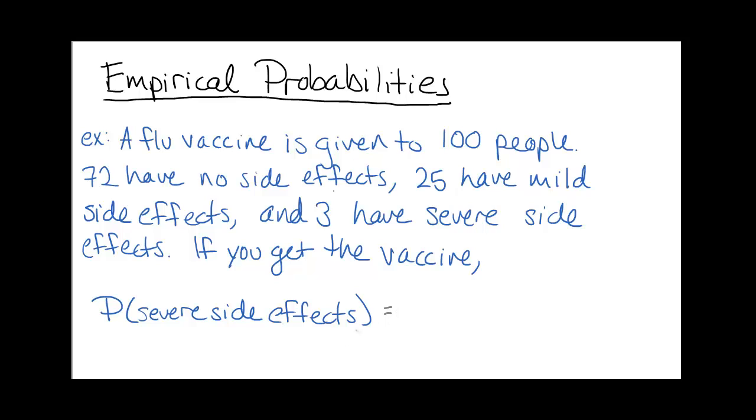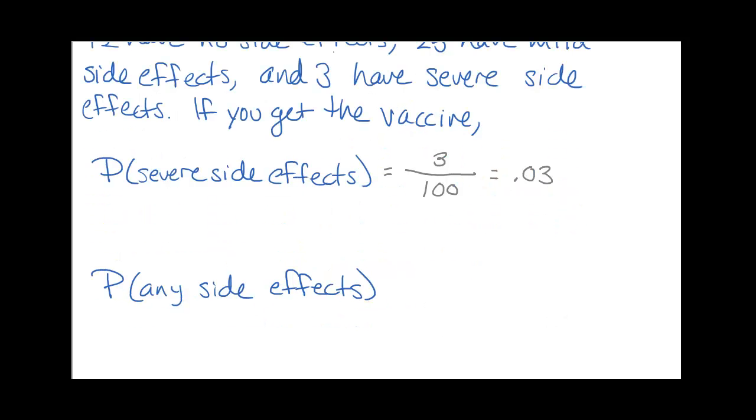Well, we can work this out just the same way. Using our historical data, how many people got severe side effects out of how many total? So there were 3 people that got severe side effects out of a total of 100, and this gives us our probability, 3 out of 100, or 0.03, right? This would be 3% probability.